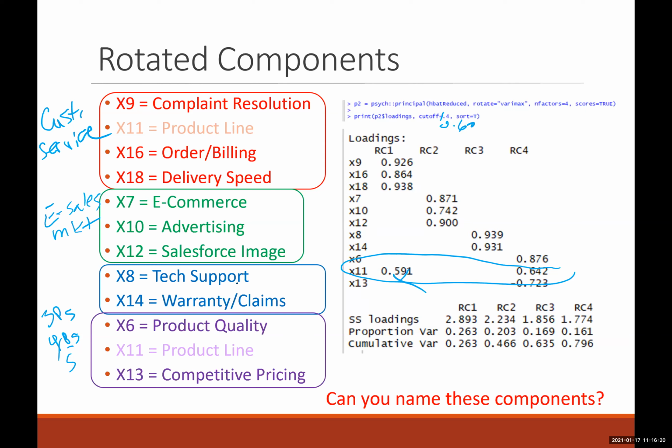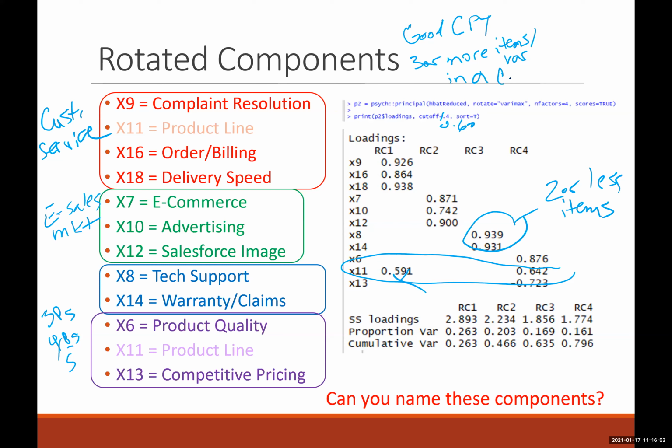And then if we get into tech support and warranty claims, this is the case where we try not to have another issue. We try not to have 2 or fewer items in a component. So a good component will have 3 or more items. You can call them variables in a component.